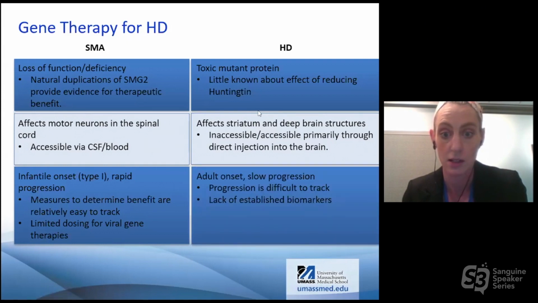Whereas HD has an adult onset and a relatively slow progression, which is difficult to track because it's very heterogeneous, and we have a lack of established biomarkers.